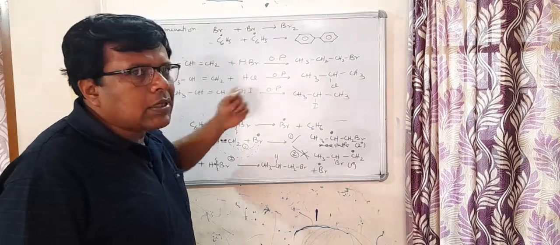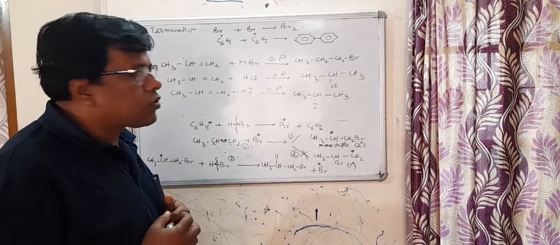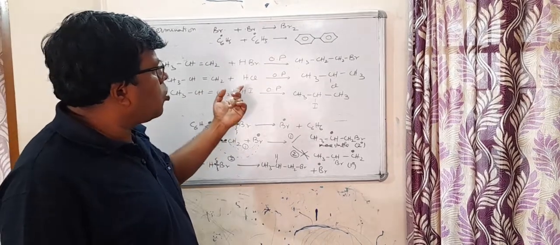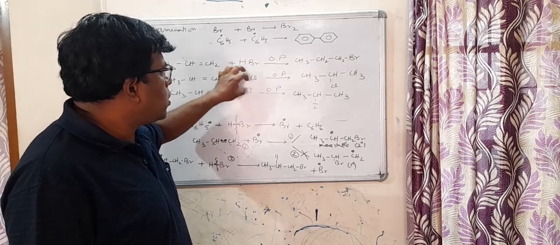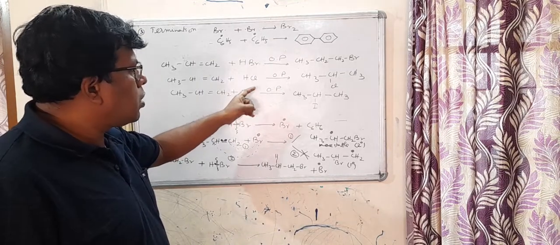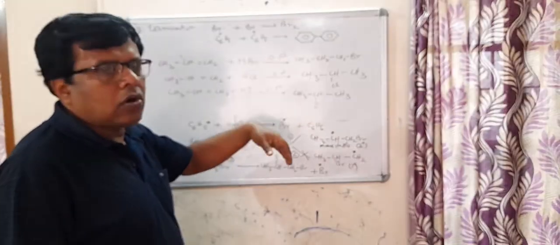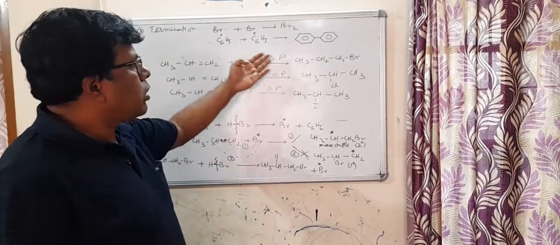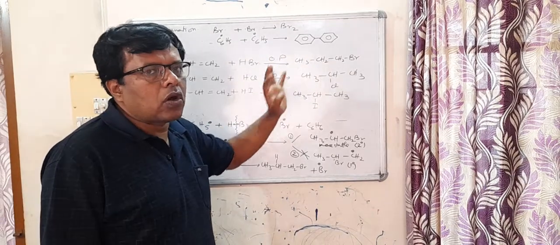So why does this happen? I am not going to tell here. You first find out yourself. Why does anti-Markovnikov addition happen only with HBr? Why doesn't it happen with other halogen acids? That means with HCl and HI, the product is going to be the same whether we use organic peroxide or not. But with HBr, the product will be different if we use organic peroxide and if we do not use organic peroxide.